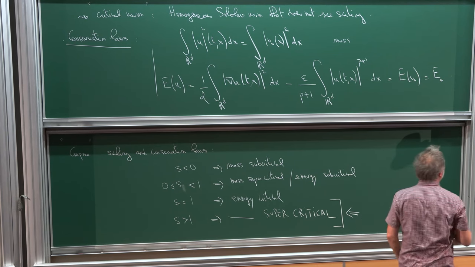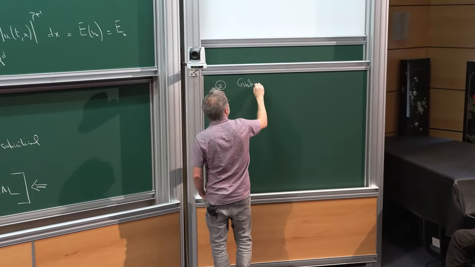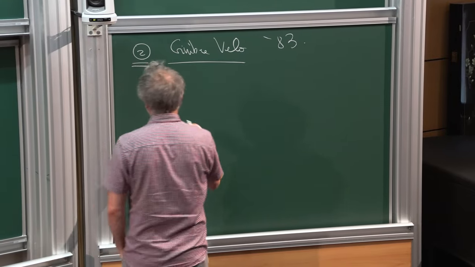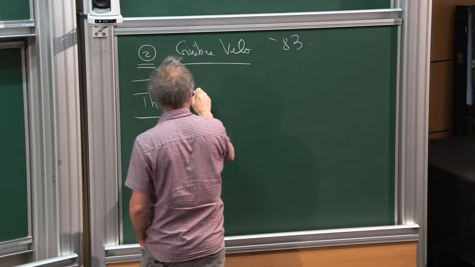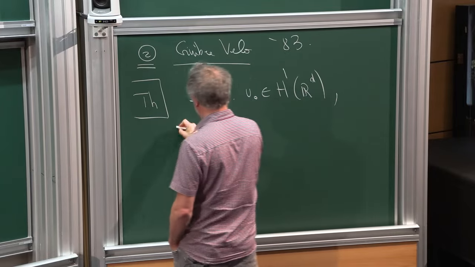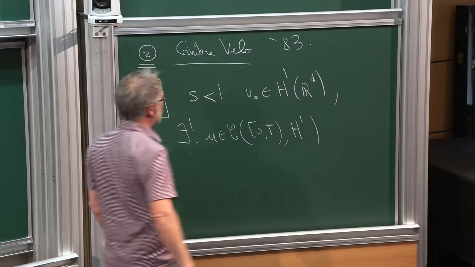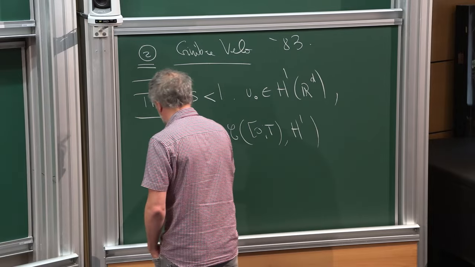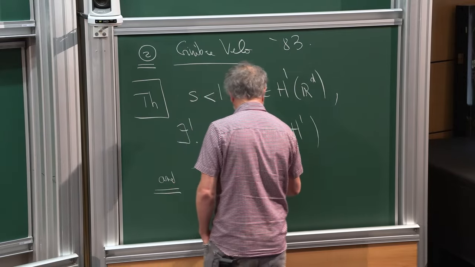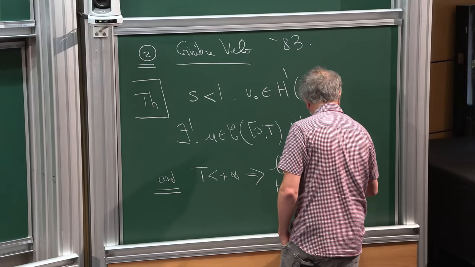Okay, so I have conservation law, I have scaling, and of course, maybe this is true. Let me recall to you the Ginibre and Velo result from 83, which was a complete breakthrough back in the time. And what they tell you essentially is that if you are energy subcritical, then if you give me an initial data in H1 of Rd, so if I am below energy, then there exists a unique strong solution which lives on some maximal time interval [0,T) with value in H1, and that's the key, there is the blow-up criterion that T finite implies that the H1 norm of the solution must explode.